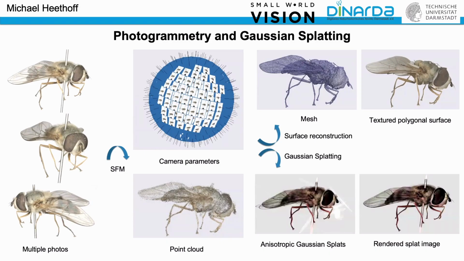Or we can try to mimic the visual appearance of an object by calculating anisotropic Gaussian splats and having rendered splat images. This is not really a model, this is more a visual representation.